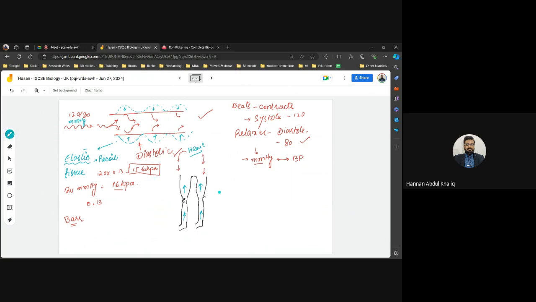Remember that in the legs we have veins, and these veins typically contain valves, as we have discussed already in the previous lesson. These valves are like this, and when the blood moves forward, these valves open and then close. They would not let the blood come back to the previous position.